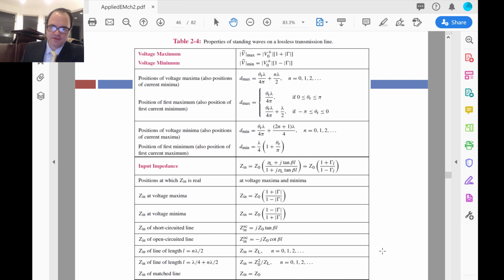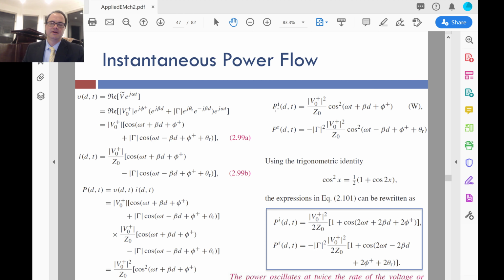Okay, so this is just a table that sort of collects all the useful information in the last couple sections of this chapter. All right, nothing else.